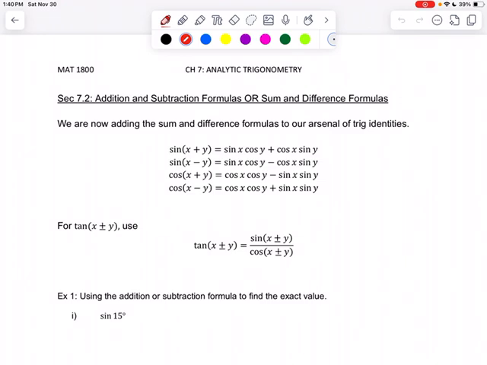So in other words, we will now be able to evaluate the trig functions for more points on the unit circle than we had. So for example, we know sine and cosine of pi over 6, and we also know sine and cosine of pi over 3.